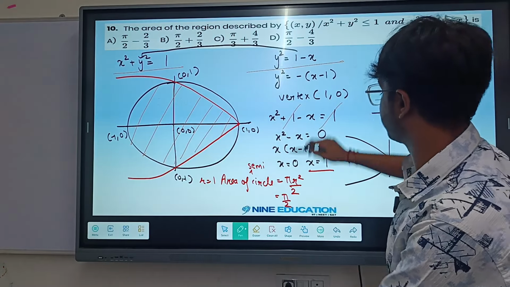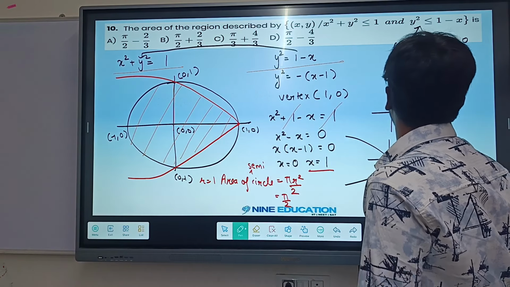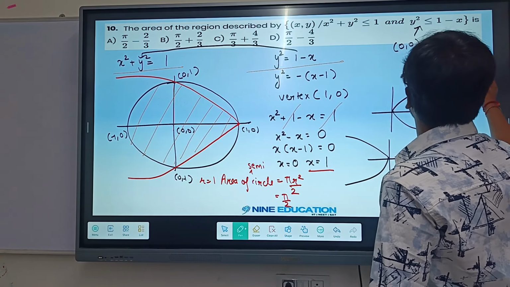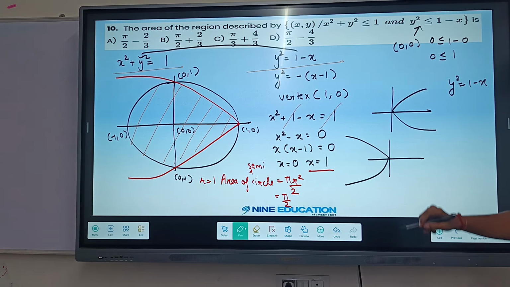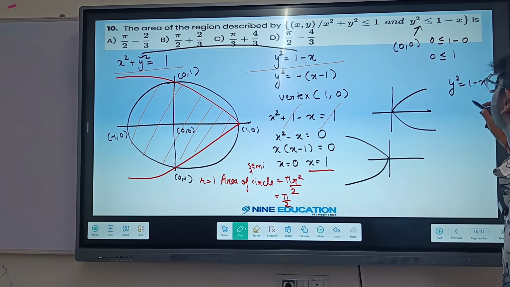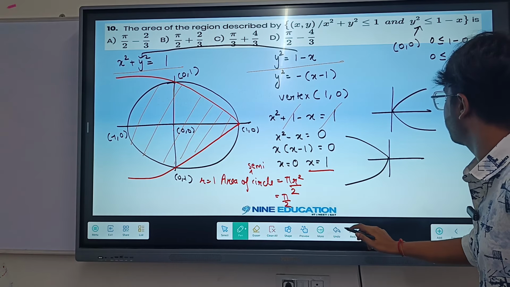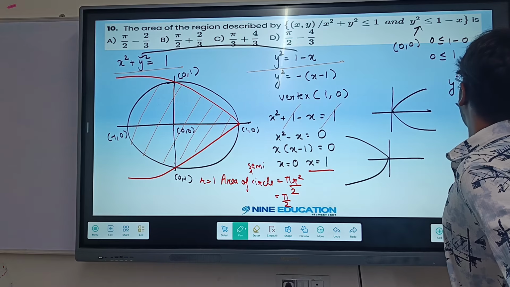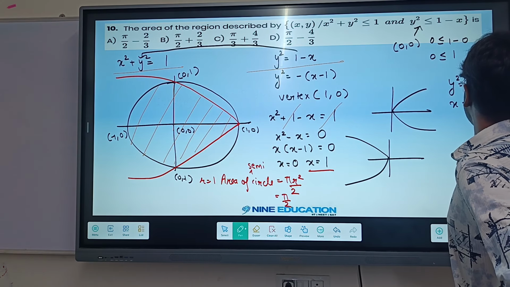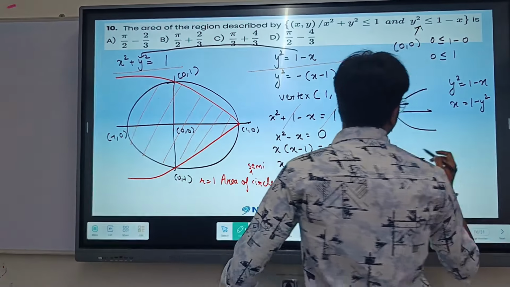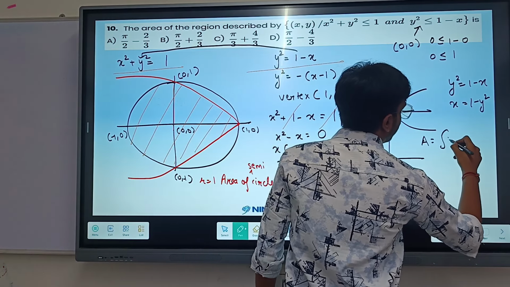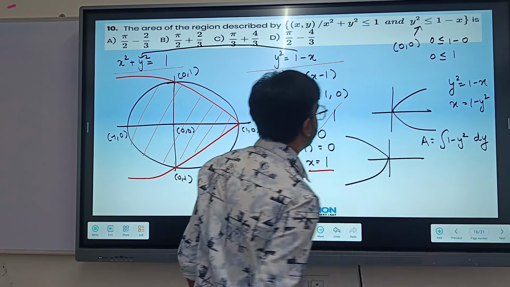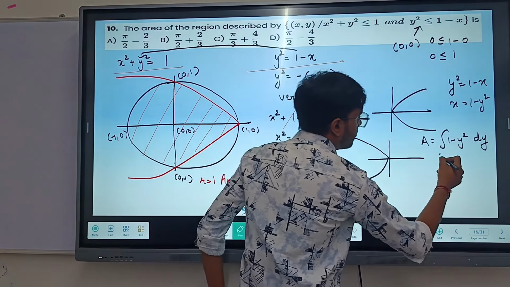If you integrate with respect to x, basically we are dealing with the parabola y square equal to 1 minus x, right? We are dealing with the parabola y square equal to 1 minus x. So see, if I integrate with respect to x, I'll have to integrate root 1 minus x, which is kind of tricky and will take more time. So instead of that, let's integrate with respect to y. How? I can write x as 1 minus y square. So area would be integration of 1 minus y square dy. From where to where? From 0 to 1.